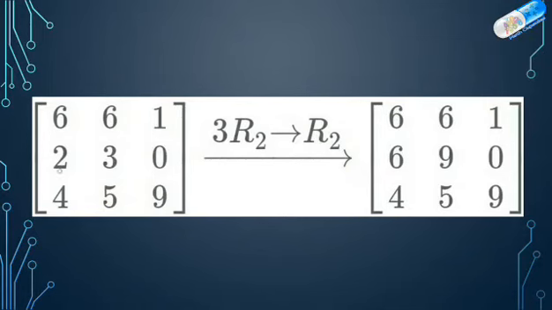So we can write it in this form. We can write the matrix, the first one, this is the original matrix, and it goes to the new matrix by multiplying each element in row number 2 by 3.